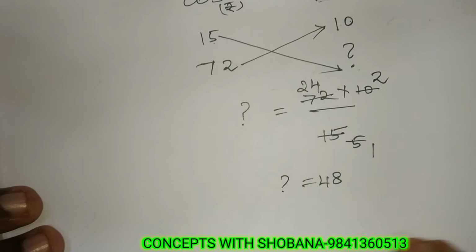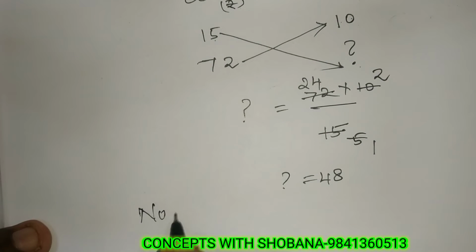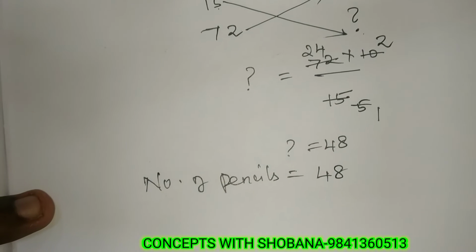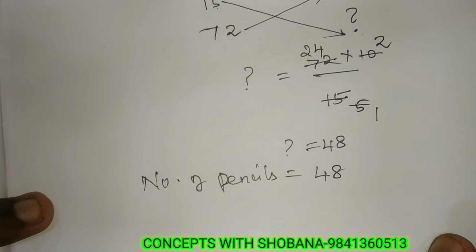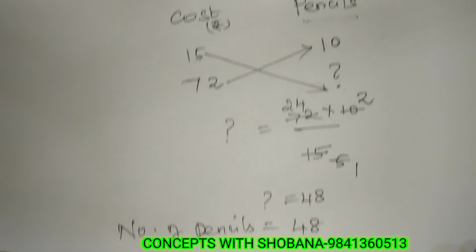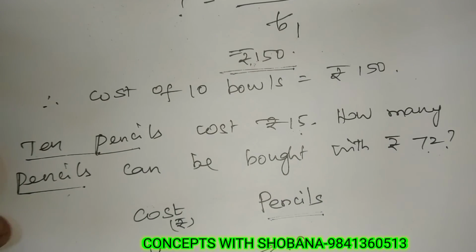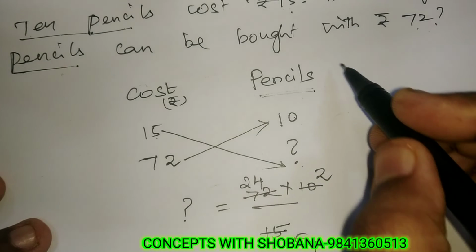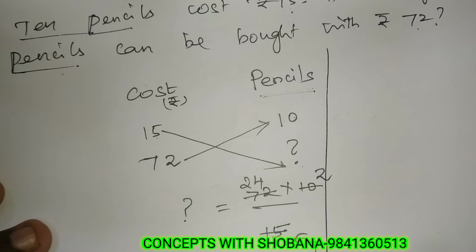Now let's complete the answer. That is, number of pencils is equal to 48. You understood? This is a simpler method of working. I will also show now how to use a ratio in this problem.